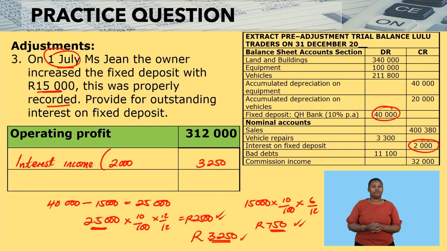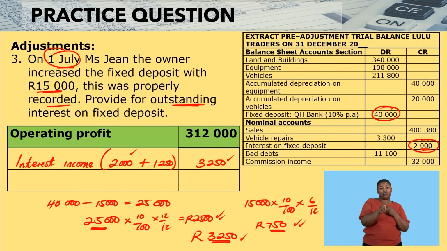But in the list of balances, I've been given 2,000. That means there is an amount that is outstanding. The amount outstanding is the difference between 3,250 and the 2,000. That is 1,250. That becomes the interest that is outstanding. So in my statement of comprehensive income, I'll therefore say 2,000 plus the 1,250, and then the interest must be 3,250.